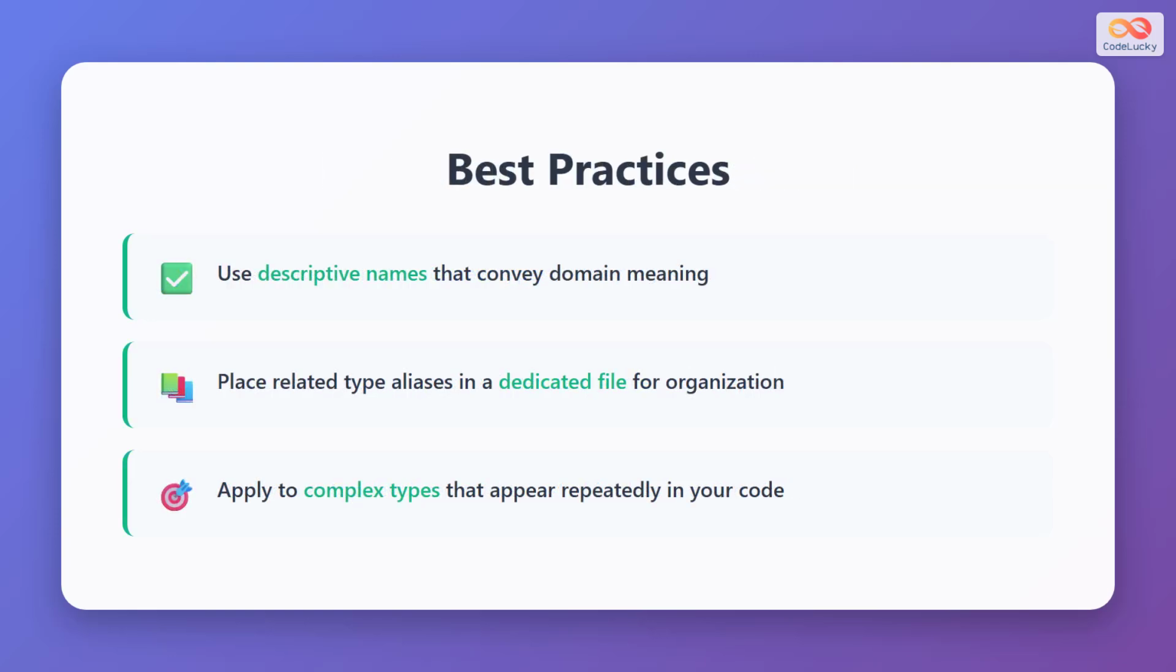Let's discuss some best practices for using type aliases. First, use descriptive names that convey domain meaning. Choose names that make your code more understandable to other developers. Second, place related type aliases in a dedicated file for better organization. This makes them easy to find and maintain. Third, apply type aliases to complex types that appear repeatedly in your code. This is where they provide the most value by reducing repetition and improving consistency. Following these practices will help you write cleaner, more maintainable Kotlin code.